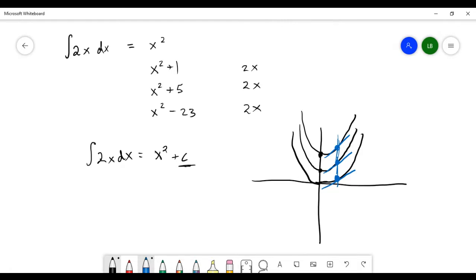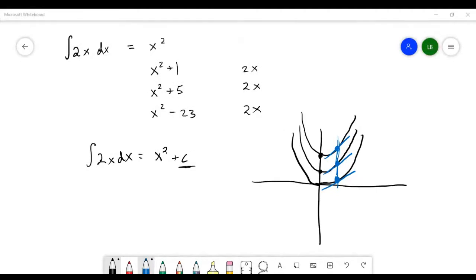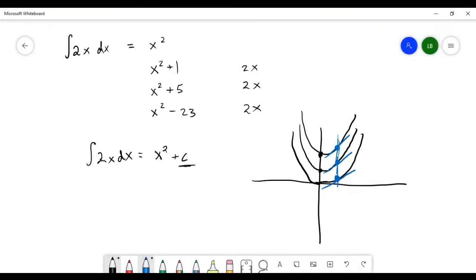Has all of this made sense so far? All right, great. In that case, let's talk about some basic integration rules.